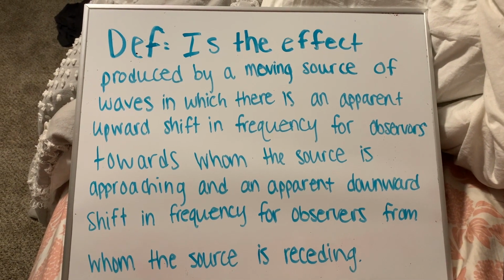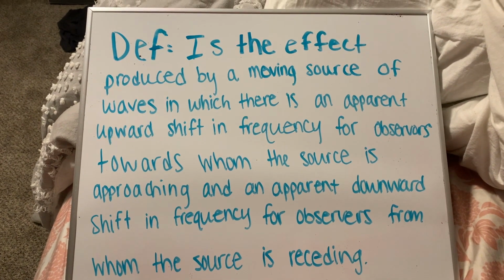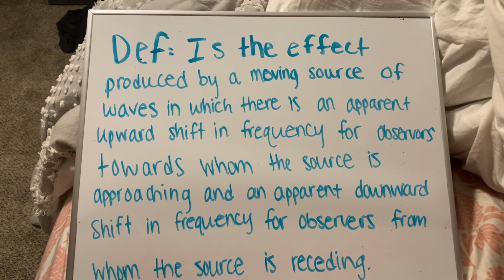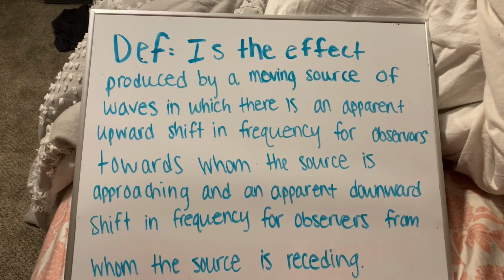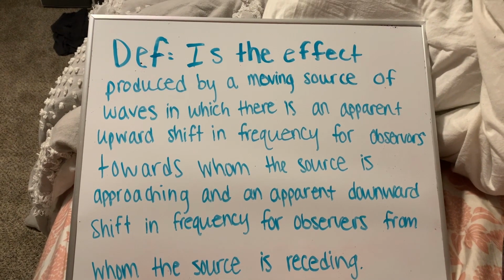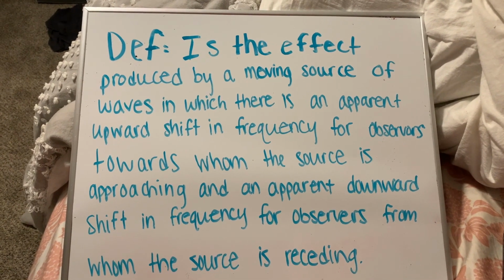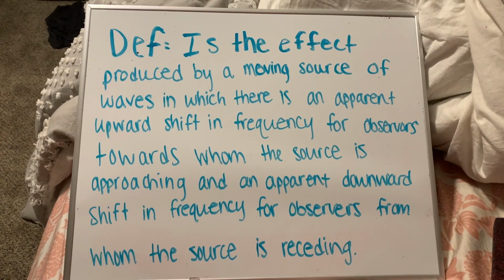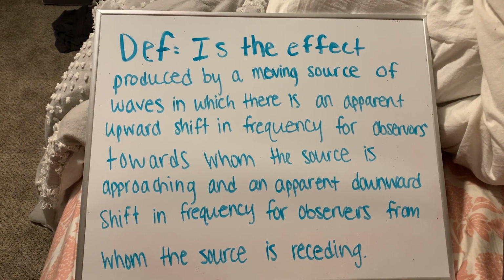Okay, to begin, I'll give you the drawn out definition for the Doppler effect. It pretty much means the effect produced by a moving source of waves in which there is an apparent upward shift in frequency for observers towards whom the source is approaching, and an apparent downward shift in frequency for observers from whom the source is receding. And I will give you guys some time to jot this down.